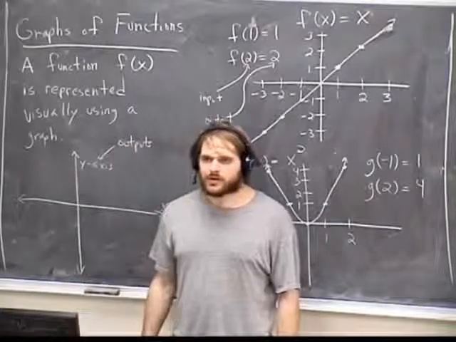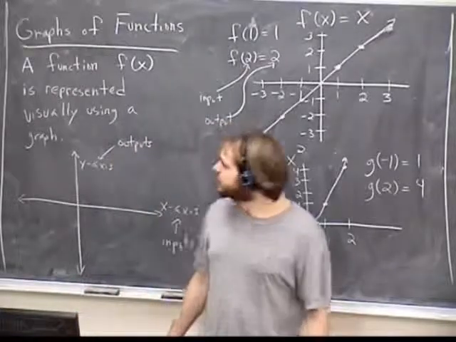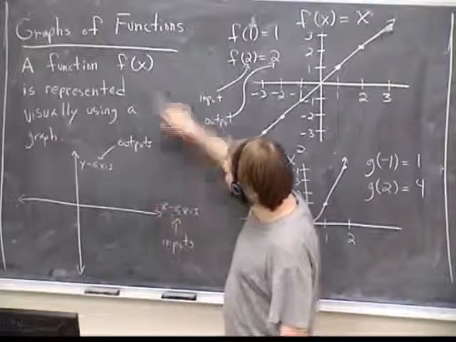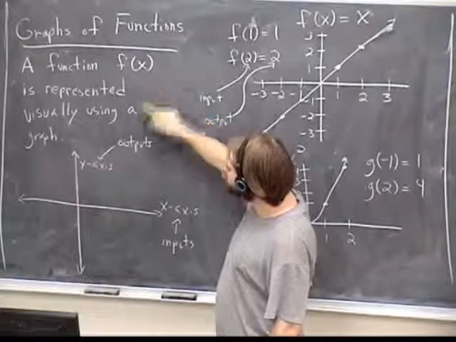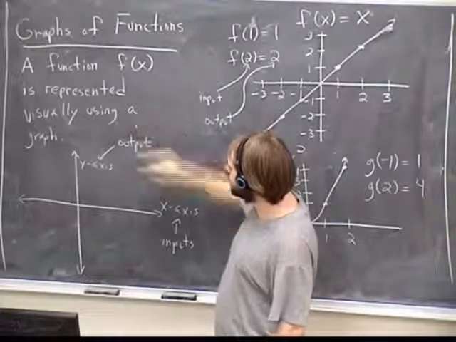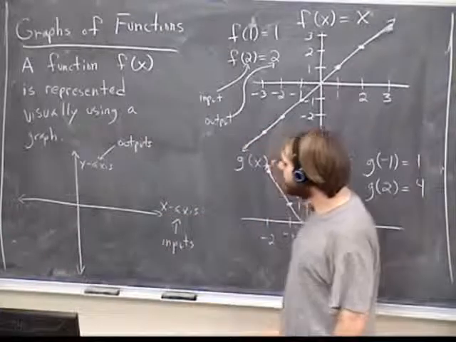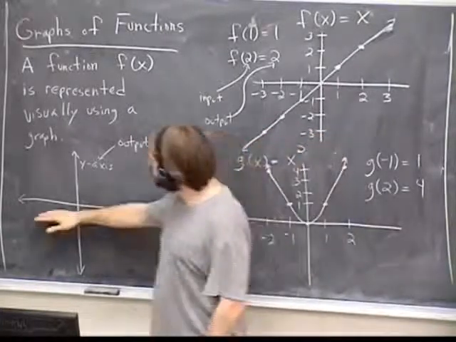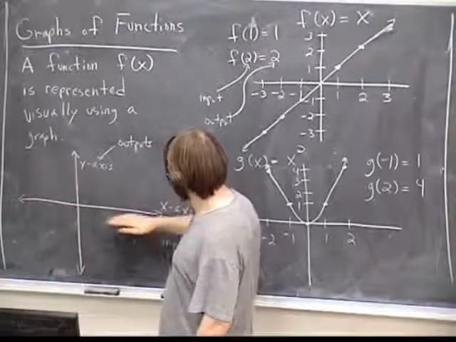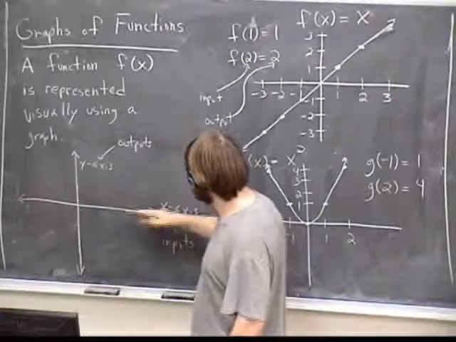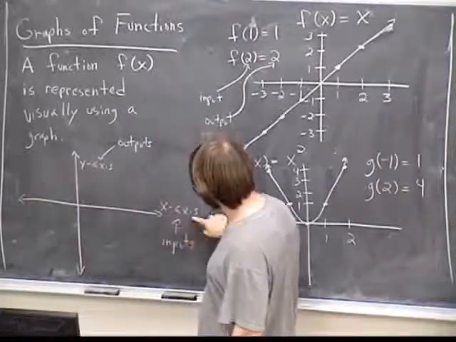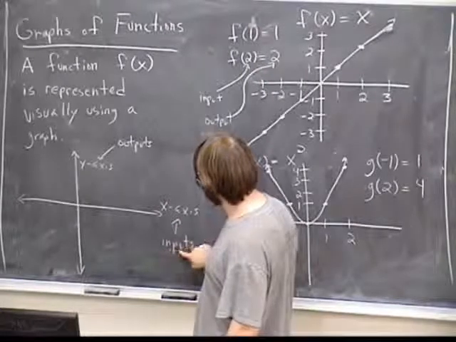Okay, now we're going to talk about graphs of functions. So, any function f of x can be represented visually using a graph. Now, what do I mean by that? Well, we'll have two number lines. One will be called the x-axis, that's going this way, and on the x-axis, we'll have the inputs to our function.